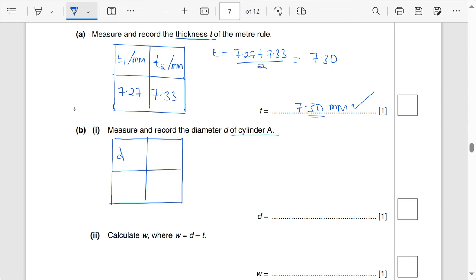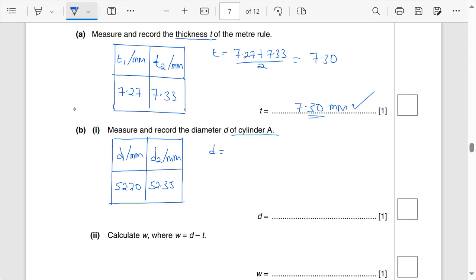So D1, the first attempt in millimeters, and the second attempt in millimeters for the same cylinder. For the first attempt, she had 52.70. For the second attempt, she had 52.35. You could use different cylinders, so these values in the table could be different. Then we're interested in the average.